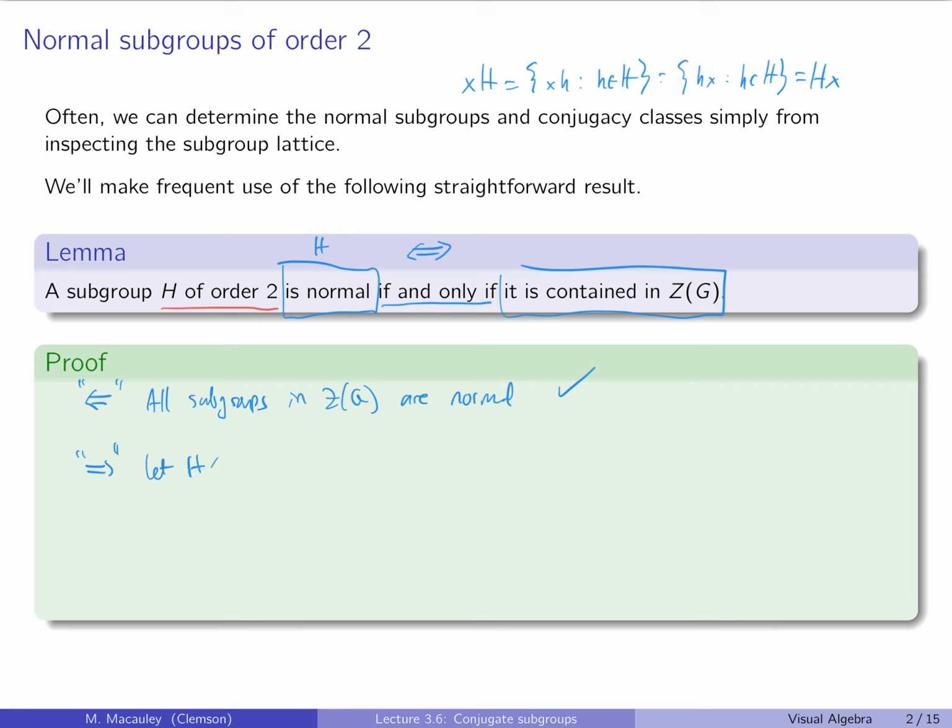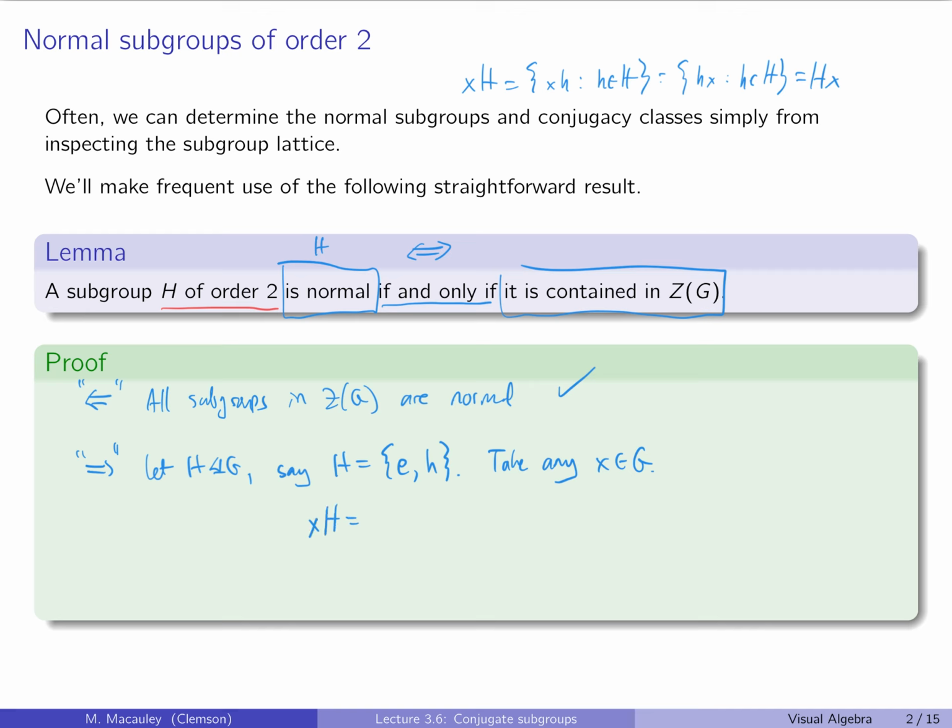Let H be normal in G, and say that H consists of two elements, one being the identity and the other being some other element h. Let's compare left and right cosets. Take any x in G. Our goal is to show that H commutes with x. We already know that the identity does. So let's compare left cosets.